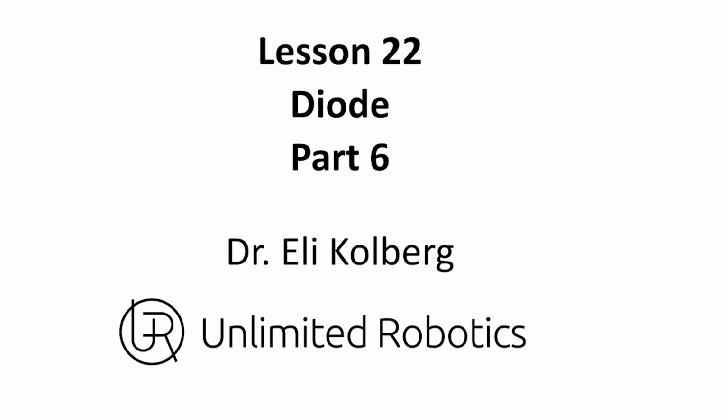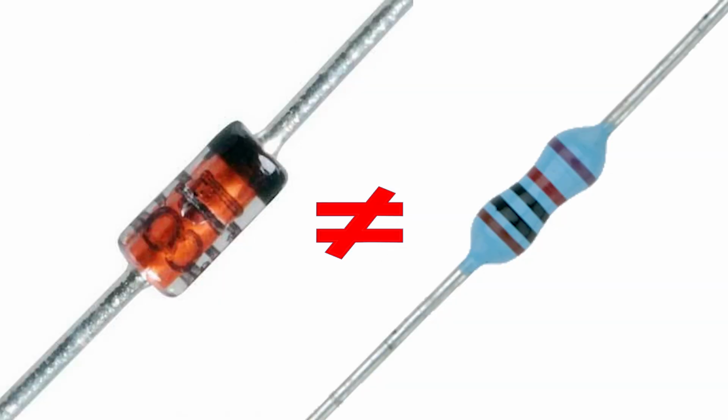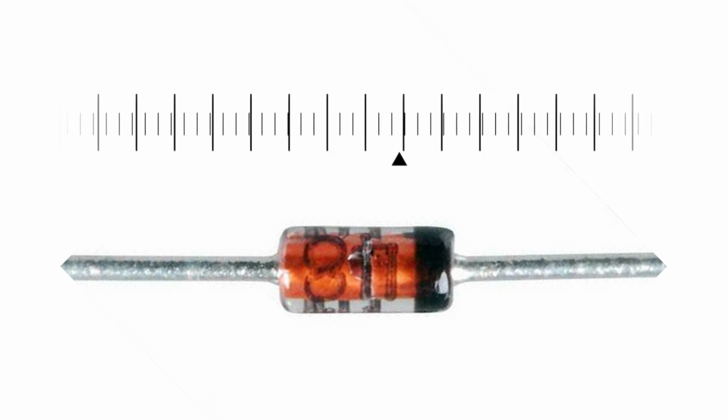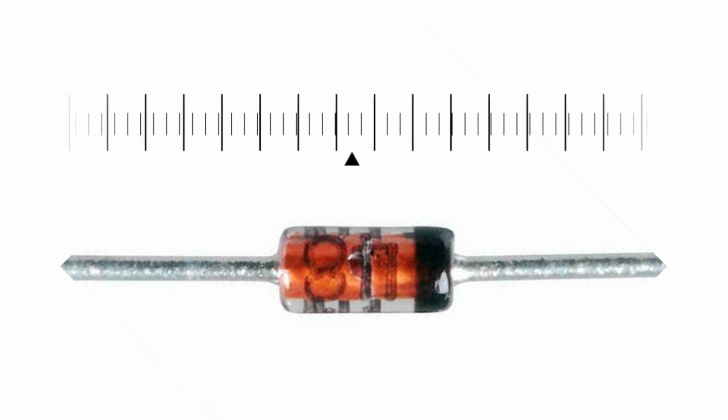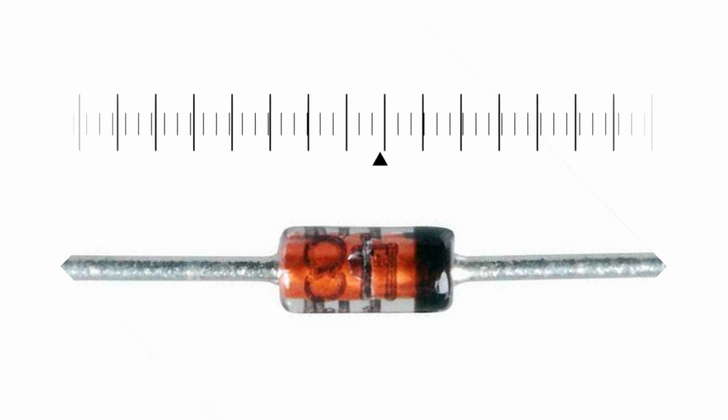In this video, I will talk about a diode, part 6. The prominent characteristic of a diode is that it conducts current in one direction only. However, unlike a resistor, a diode does not behave linearly with respect to the applied voltage. Instead, it has an exponential current-voltage, or IV, relationship, and therefore we cannot describe its operation by simply using an equation such as Ohm's law.